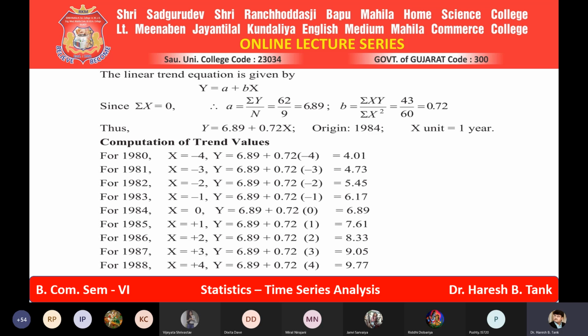So your value of y is 6.89 plus 0.72 times x. Our origin is 1984 and your x unit is 1 year. Right? Now you just go on substituting different values of x, so you will get different trend values.